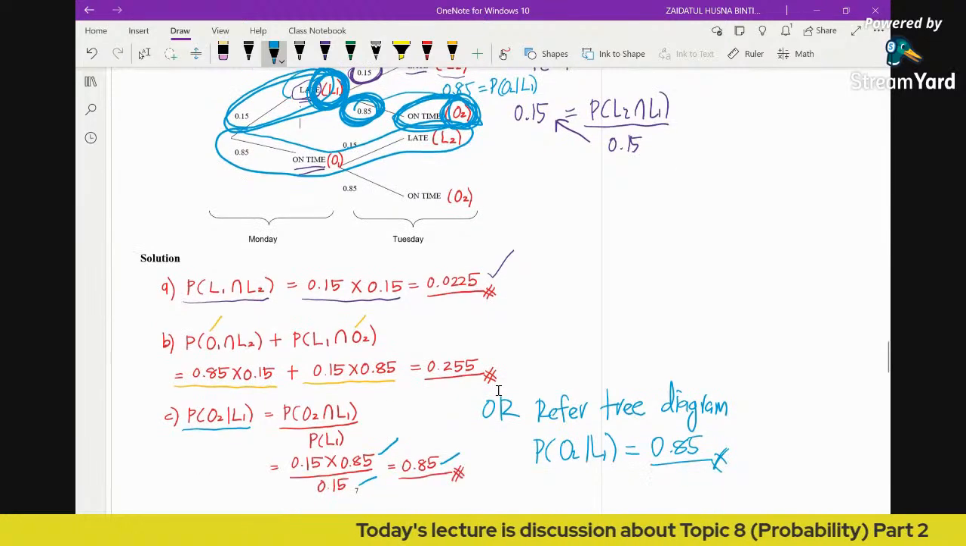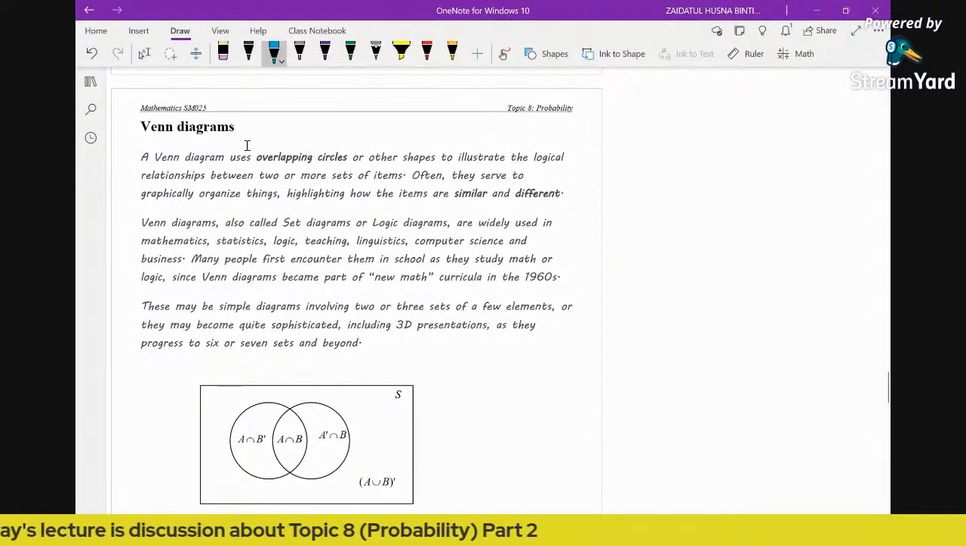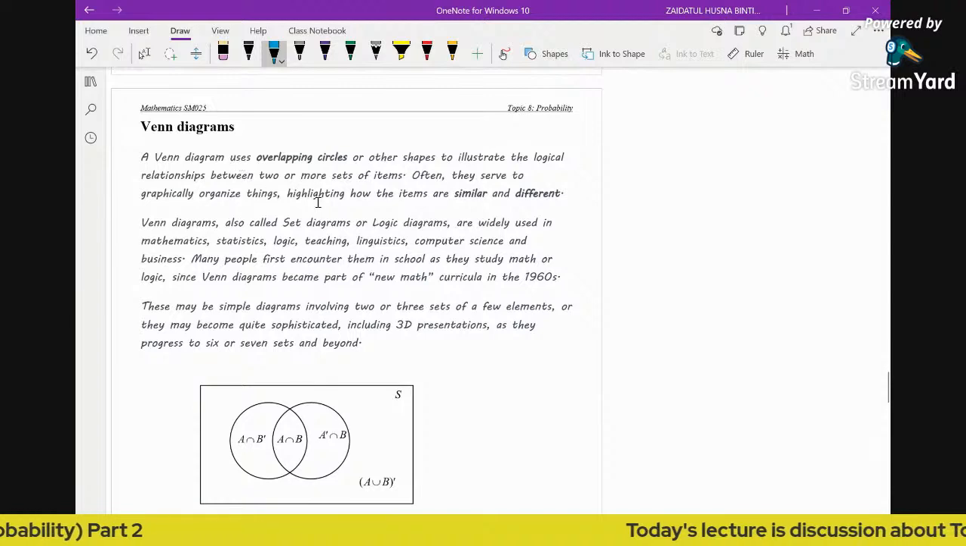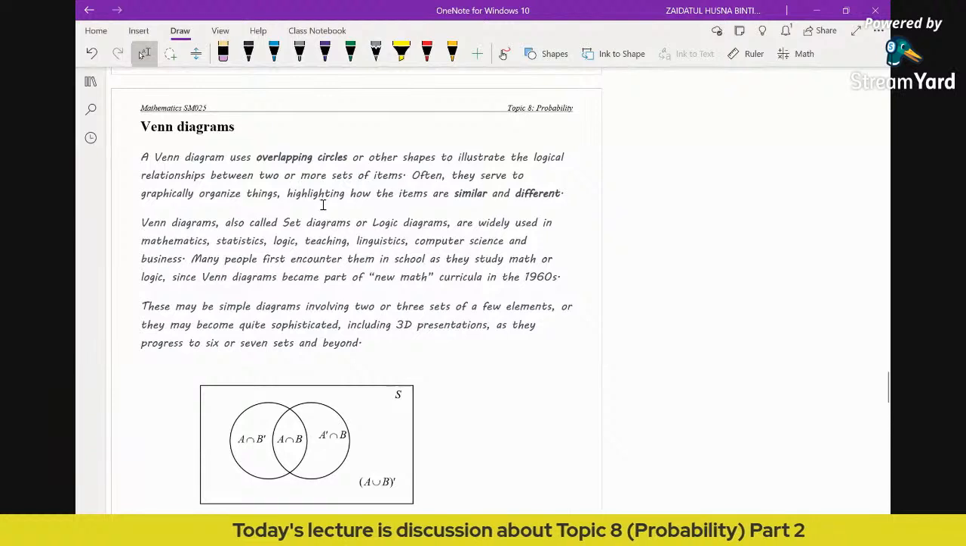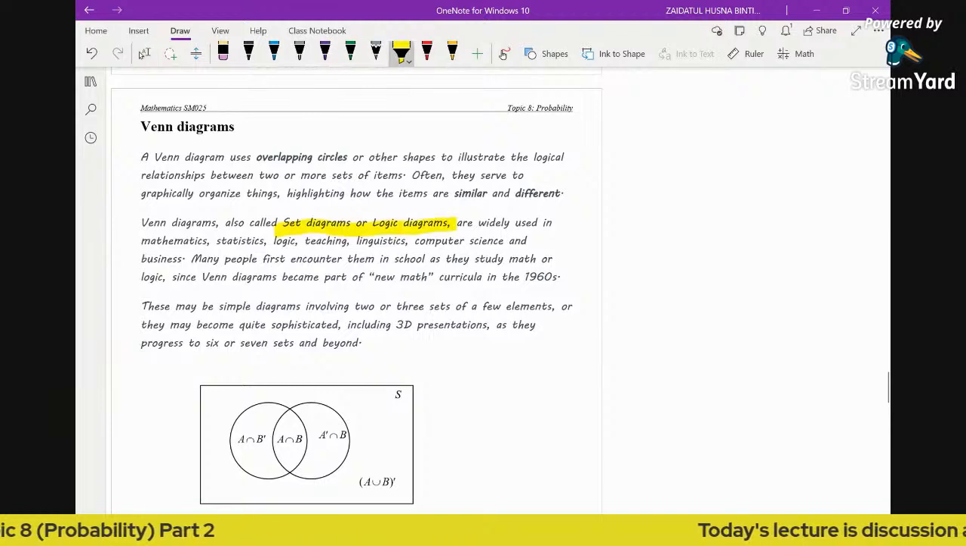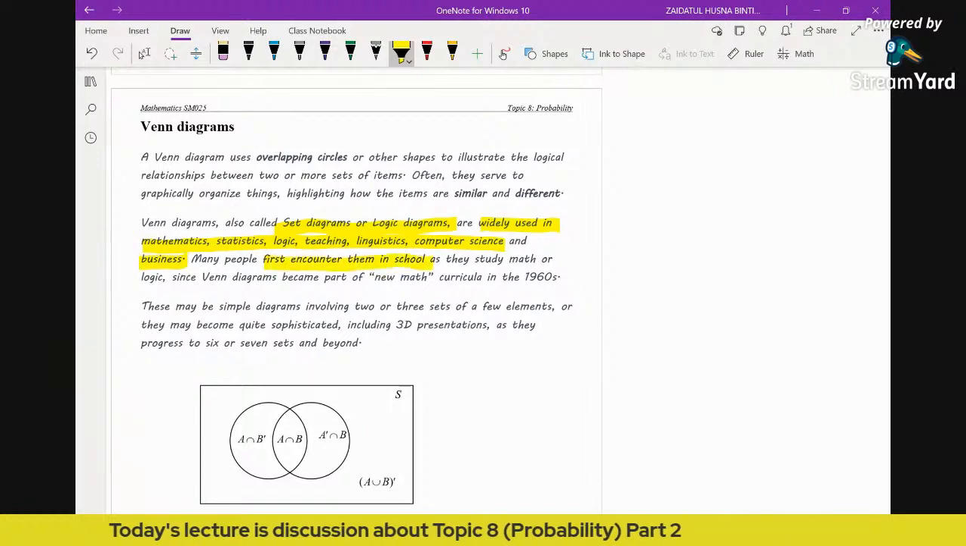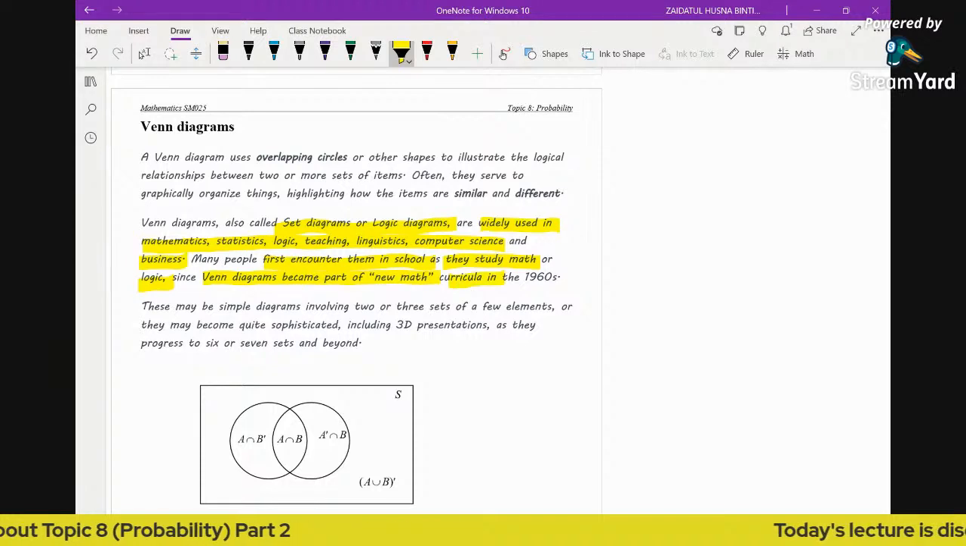Alright, so now the Venn diagram. We have used Venn diagrams a lot in previous examples. A Venn diagram uses overlapping circles or other shapes to illustrate the logical relationship between two or more sets of items. Often they serve to graphically organize things, highlighting how the items are similar and different. Venn diagrams, also called set diagrams or logic diagrams, are widely used in mathematics, statistics, logic, teaching, linguistics, computer science, and business. Many people first encounter them in school as they study maths or logic, since Venn diagrams became part of new math curricula in the 1960s.